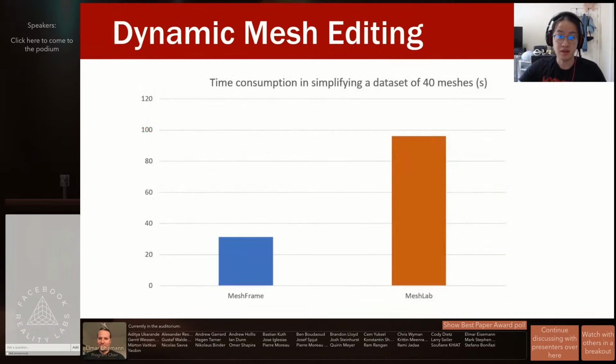Our implementation of mesh structure editing is also very efficient, faster than MeshLab's implementation.